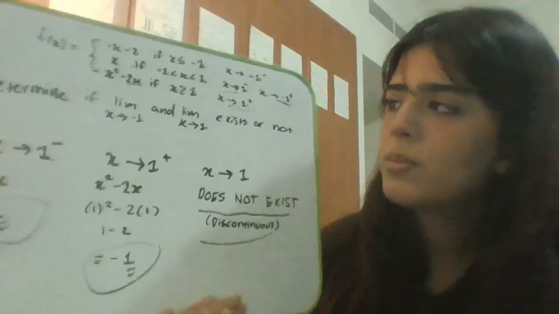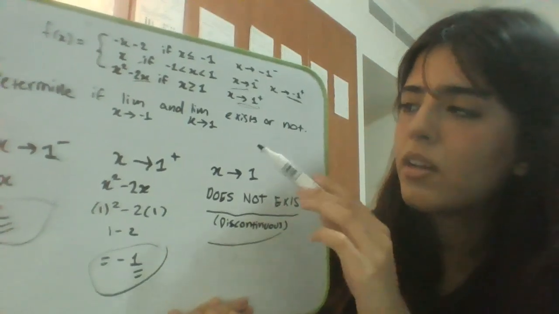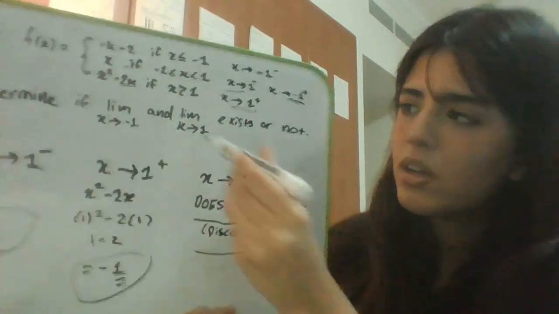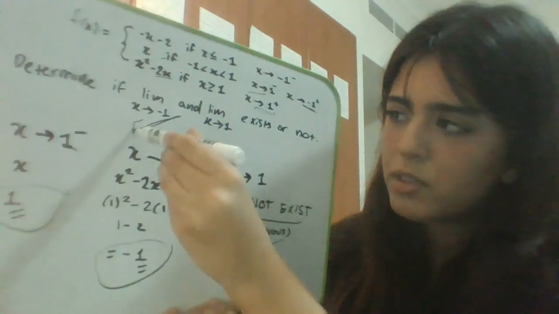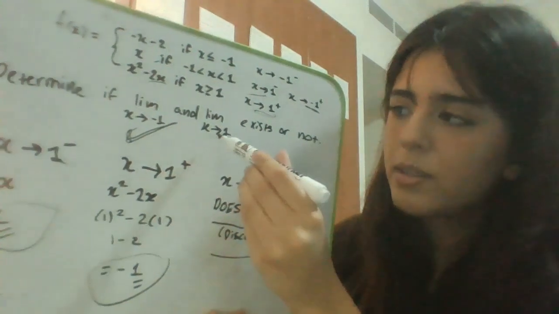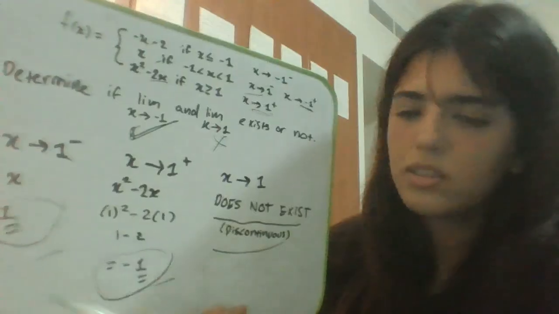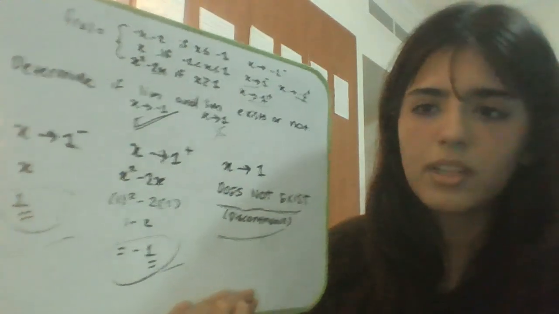So after solving the question, we can answer this question now. Determine if limit x approaching -1 and x approaching 1 exists or not. This limit exists because both sides are equal, but this limit does not exist because both sides are not the same. Okay? So that's how you would solve a question like this.